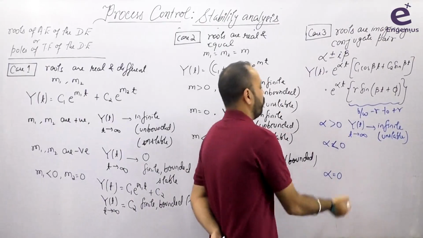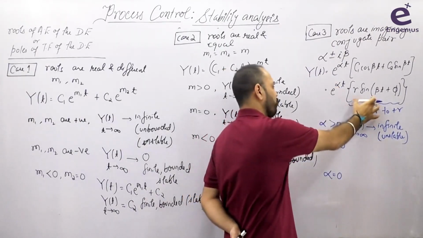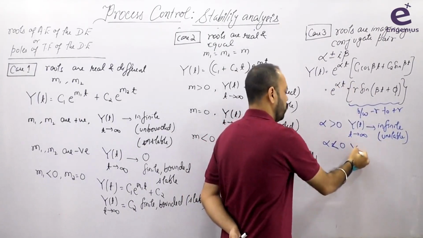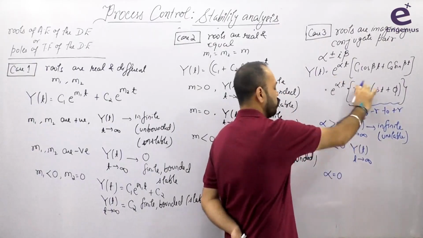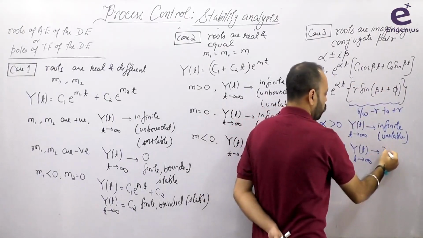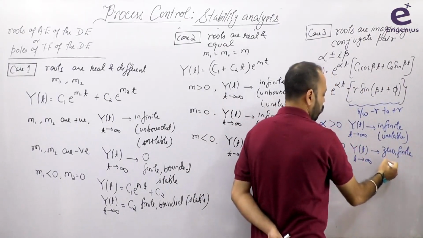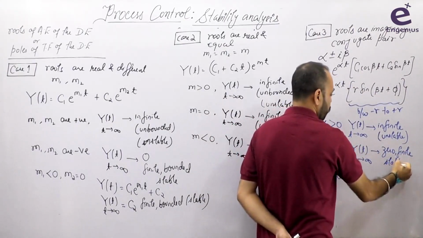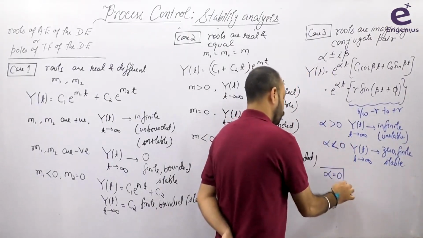ठीक है? Okay. Second case, if it is negative, this is always finite. As time tends to infinity, yt, the value t tends to infinity, this outer term is going to make it 0. And 0 is finite. 0 is finite and this is called stable. Fine? Okay, this is a very special case.